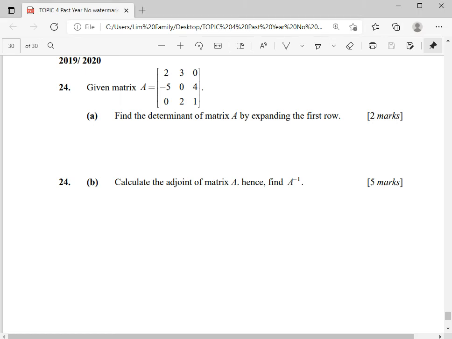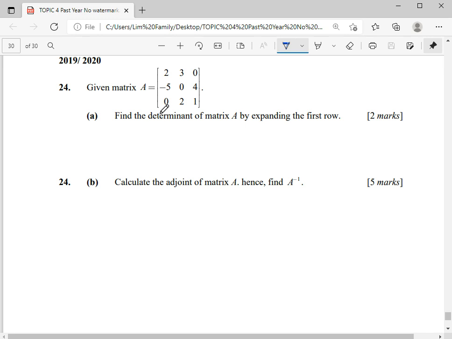So we look at this question, 2019, 2020. We are given a matrix. You can see our matrix is in brackets here. This is a 3 by 3 matrix. We have 3 rows and 3 columns. This is a row, this is a column.